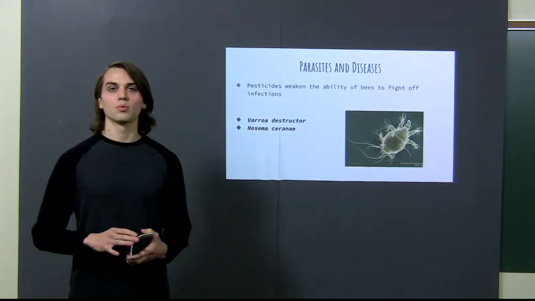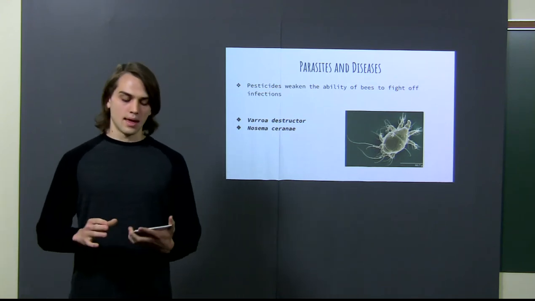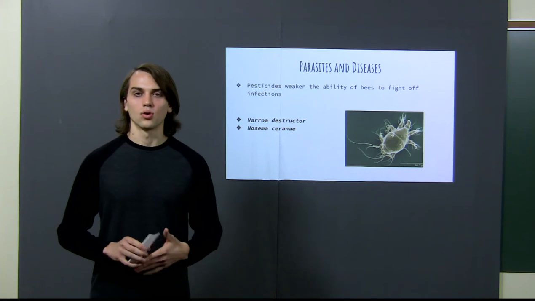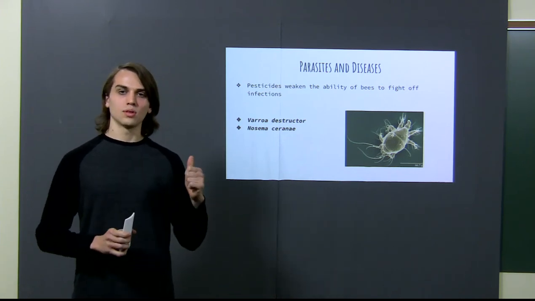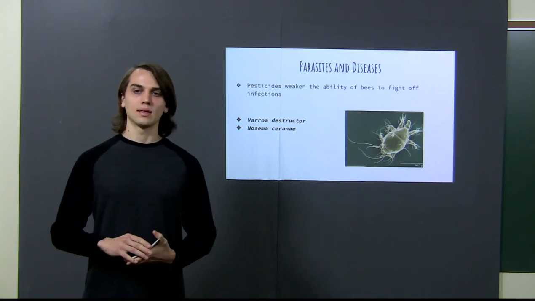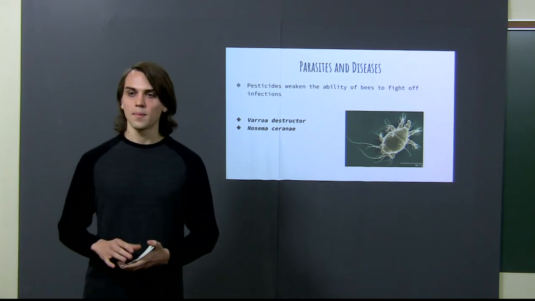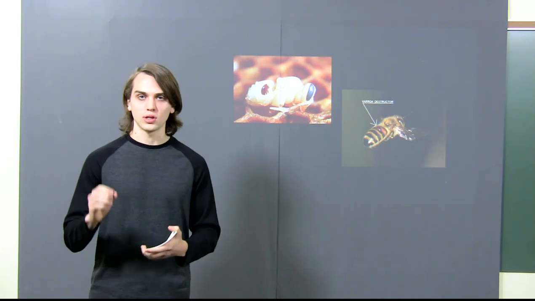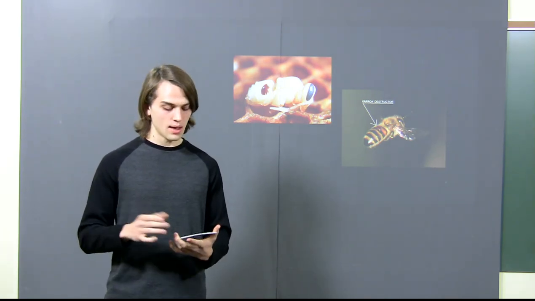So the second major problem are parasites and diseases. And the two main parasites that are harming the bees are the varroa destructor and the nosema ceranae. So this picture is the nosema ceranae. It's a single-celled parasite that gets on the bee and weakens it. And the second one is the varroa destructor, which is actually a little mite that attaches to the bee and feeds off of its blood.